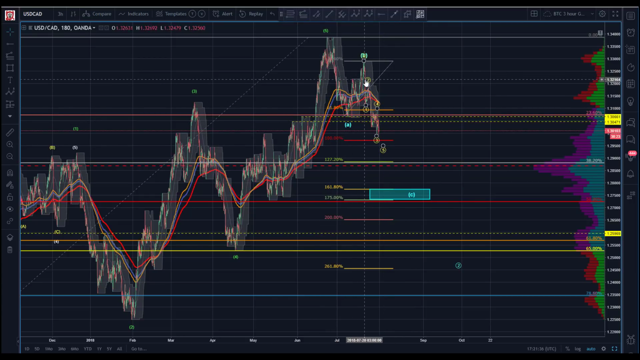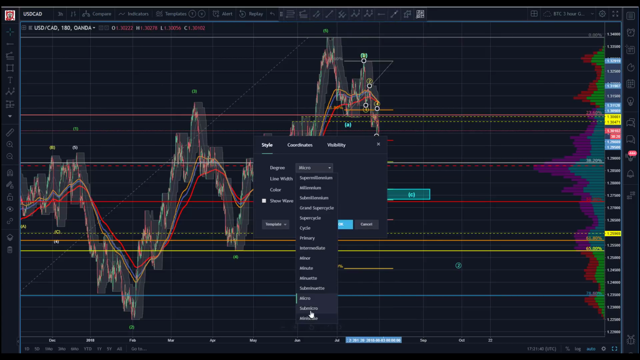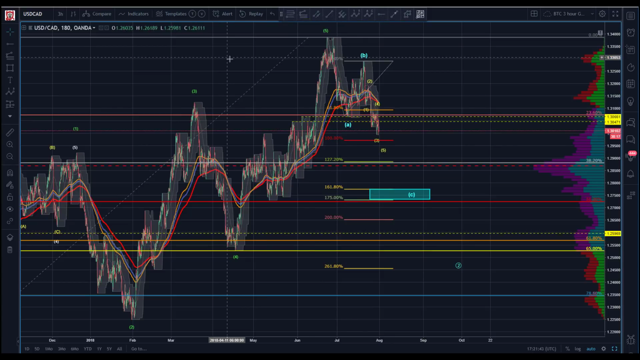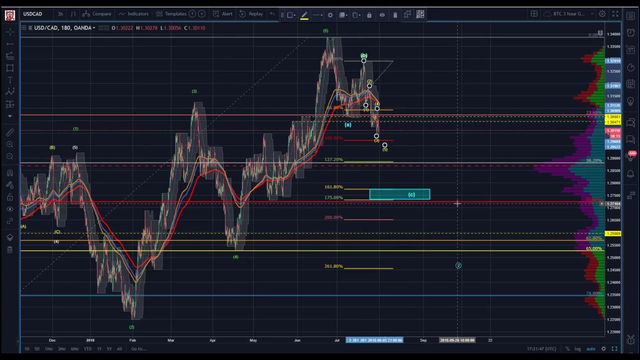So if I pull some of that off and we'll go to a smaller degree here, we'll go sub-micro there. All right, so it's kind of a wait and see. I would not be looking to be a buyer here because we're not deep enough. We're looking for a wave 2.